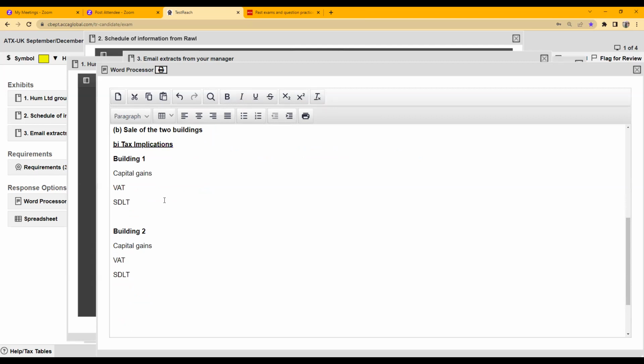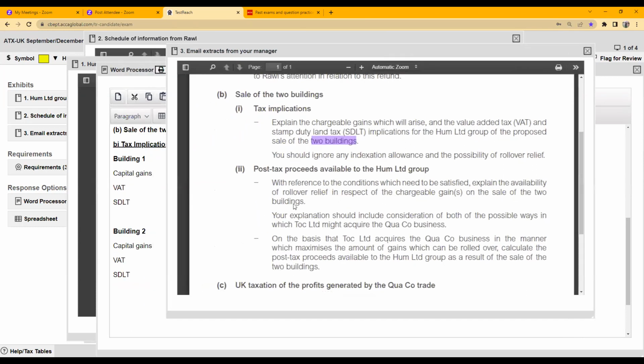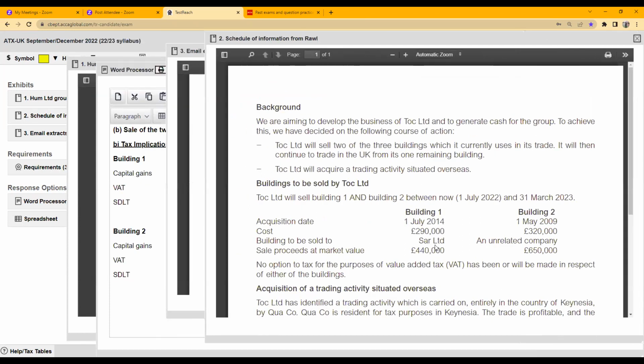By the way, you are not required to bold or italic or underline. If you have enough time, you can do it, but basically you are not required to. Think what would be the capital gain for building 1. Let me show you the scenario in front of you. Schedule of information from roll: by looking at these two, building 1 and building 2, and by having the knowledge which we gained while reading, you may decide what will be the tax implication. I'm giving you 1 minute to decide what are the tax implications under capital gains, VAT, and SDLT for building 1, and same for building 2. The information is in front of you.